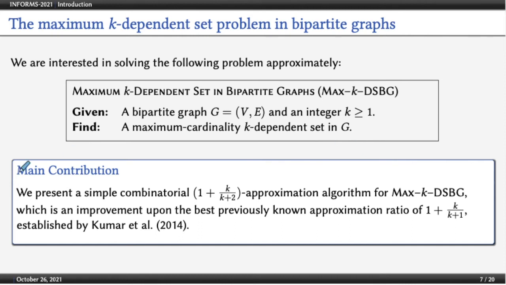The main contribution of this work is a simple combinatorial algorithm with the approximation ratio given by 1 plus k divided by k plus 2, which is a slight improvement over the 1 plus k divided by k plus 1 approximation ratio that we mentioned earlier. Obviously, the improvement doesn't look huge, but for example, for k equal to 1, we go from 3/2 to 4/3, and the main advantage of our algorithm is its simplicity to the extent that we'll be able to prove the approximation ratio during the short presentation we have here.